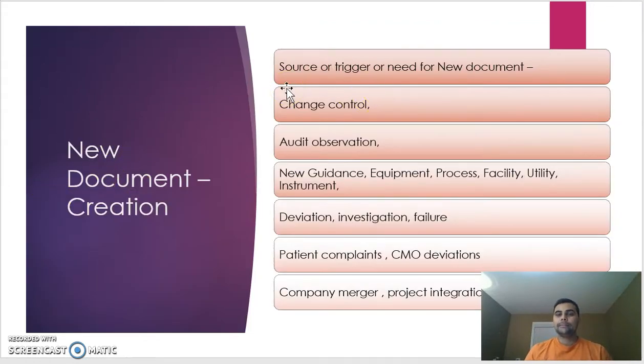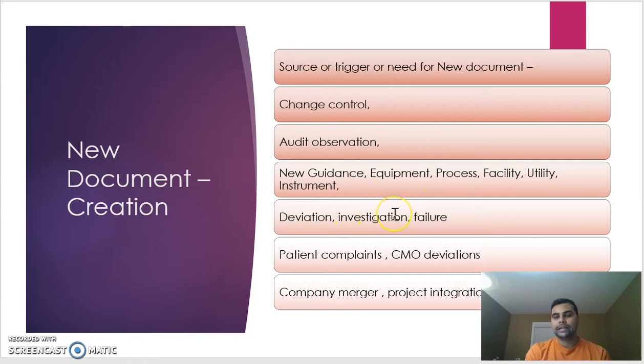A new document comes into existence because of various source triggers, such as a change control or an audit observation. For example, if an auditor came to your site and gave you an observation that you need to have an SOP for how calibration of a wall clock is done, that you never had an SOP for before, but as the auditor has given the observation, now you need to create an SOP for the same. Or a new guidance document came, new equipment coming to the facility, new processes, new facility, new utility, instrumentation, and so on and so forth.